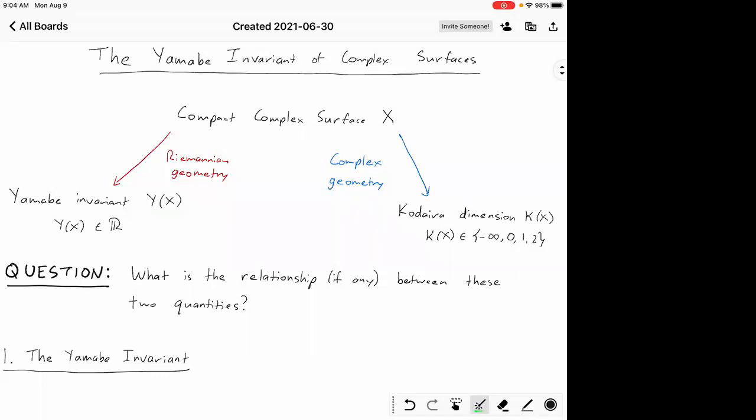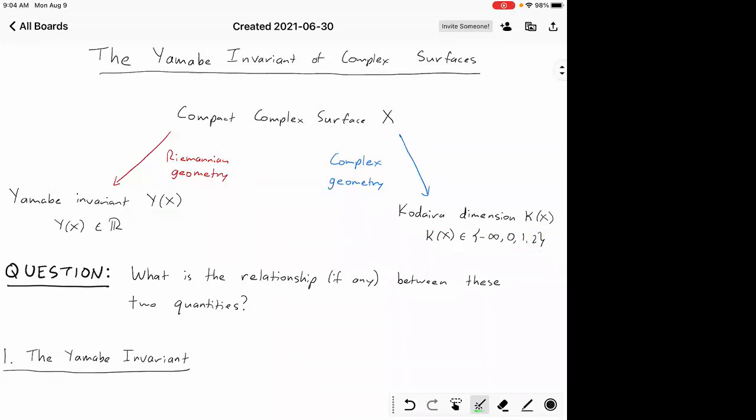But I can also view this compact complex surface from complex geometry, right? So complex manifolds, in particular, all the tools of complex geometry can be applied to it. So from the complex geometric point of view, there's another invariant called the Kodaira dimension, which depends on the complex structure. And in complex dimension 2, it's one of 4 possible values: -infinity, 0, 1, or 2.